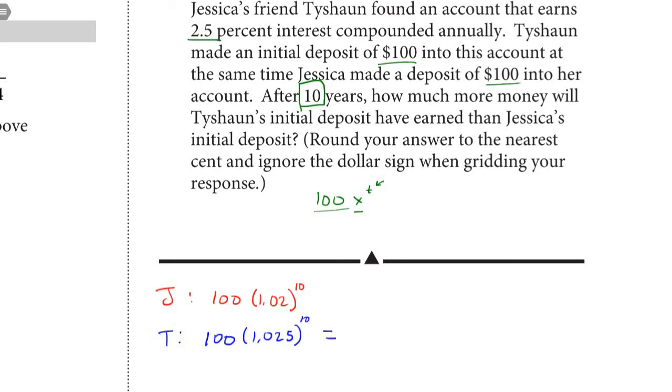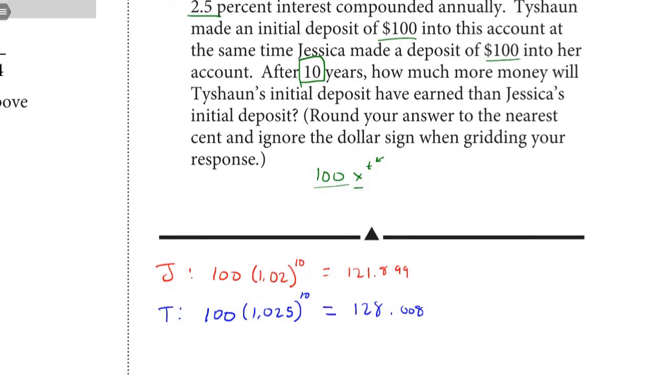Well, for Tyshawn, if you plug that into your calculator, you will get 128.008. And for Jessica, she has 121.899. So that is how much they have in their account after 10 years. Okay? Doesn't seem like a whole lot of money, and honestly seems like a waste of time and a waste of a question. But we have to do this because we need to do well in the SAT.